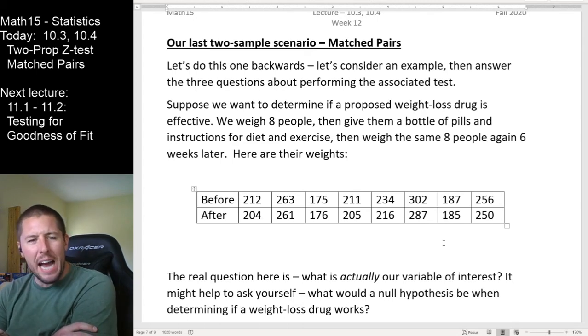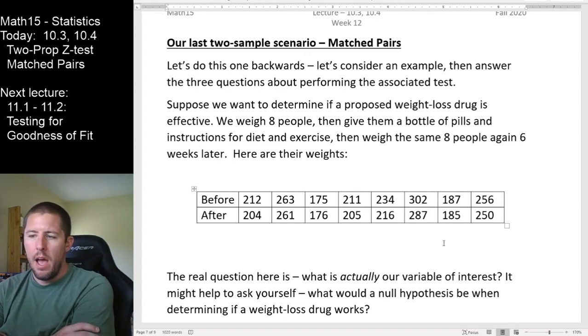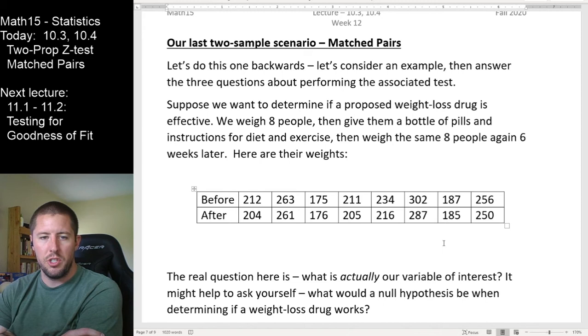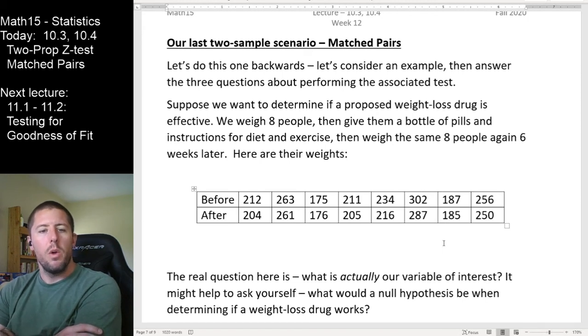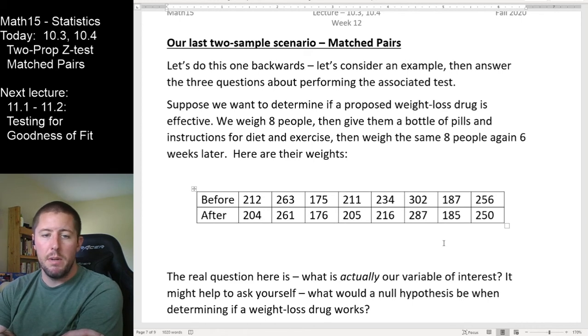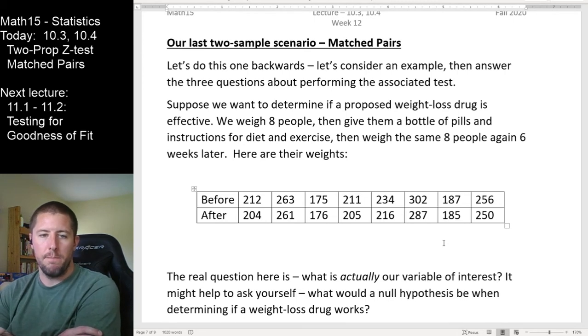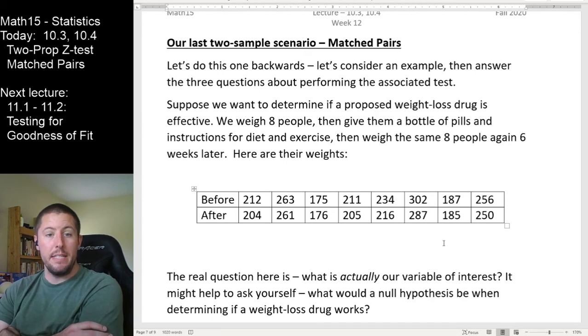And my question that kind of helps me figure out what's actually the thing that's of interest to us here, what's actually our variable of interest in this problem, it helps to ask what would the null hypothesis be when determining if a weight loss drug works. If we were to think about a null hypothesis associated with this experiment, what would it be? Well, our null hypothesis is always our statement of no change or no difference. If this is a statement of no difference, then it would say to me that you did not lose any weight when you took this weight loss pill. That's saying to me the difference in before weight and after weight should be 0.